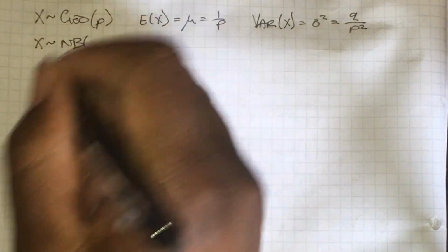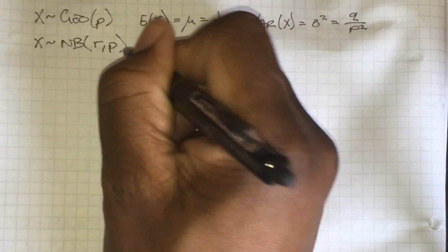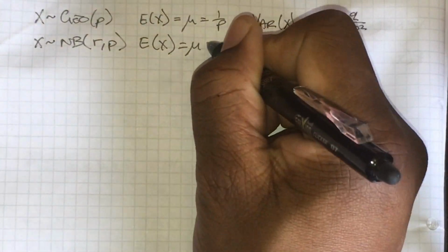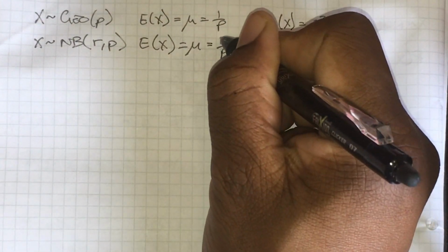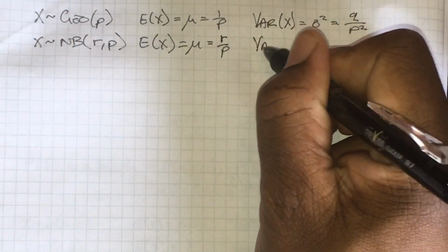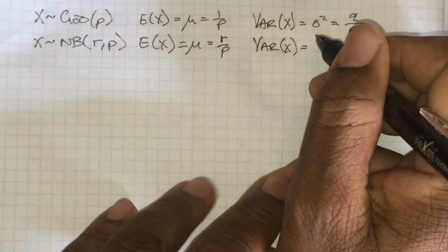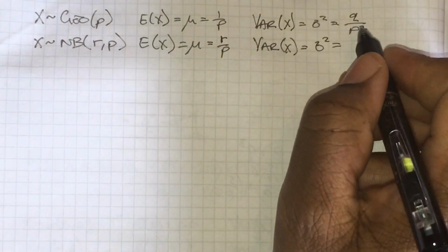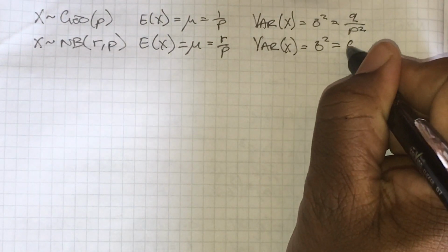We already discussed how the negative binomial is a generalization of the geometric distribution. Well, let's see how that translates into the expectation and the variance. The expectation is actually going to be r over p, and the variance is going to be qr over p squared. So both the expectation and the variance were multiplied by r.